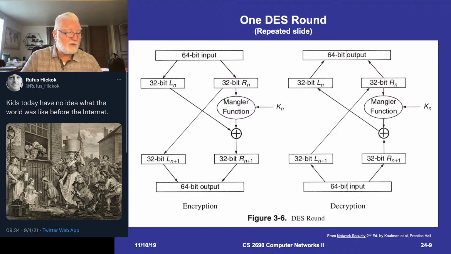The first question, which of these is not a part of encryption? Use the 32-bit output field from the mangler function to generate the 48-bit per round key for the next round. Well, you don't generate keys.